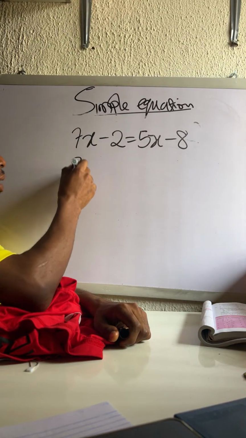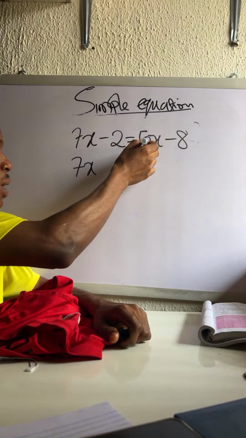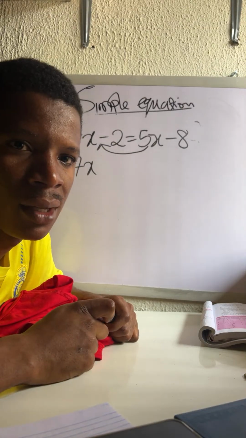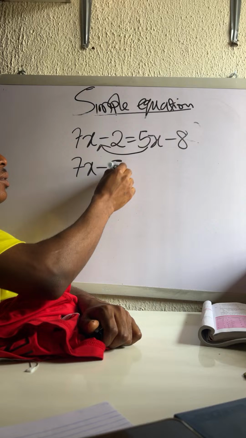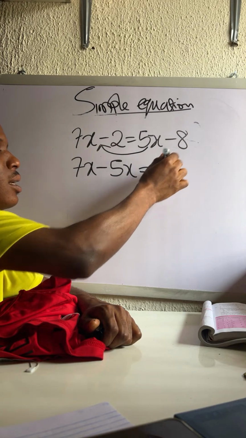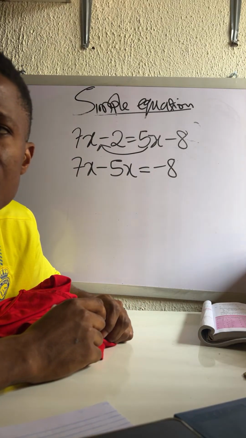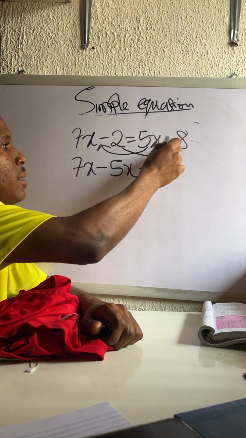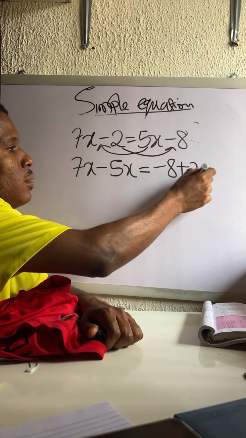First thing we do is to collect like terms. 7x. We have to do what? Subtract 5x from both sides, okay? So if you subtract 5x from both sides, what do you have? Minus 5x, and that's equal to, I have minus 8 here, right? Then what do I do to get the answer? We have to add 2 to both sides, right?